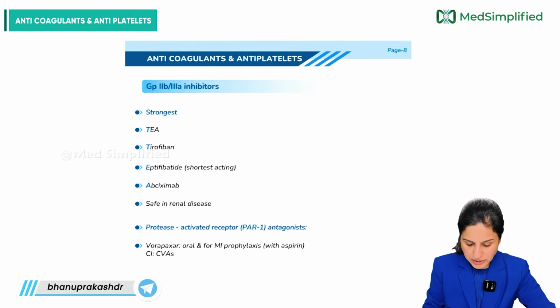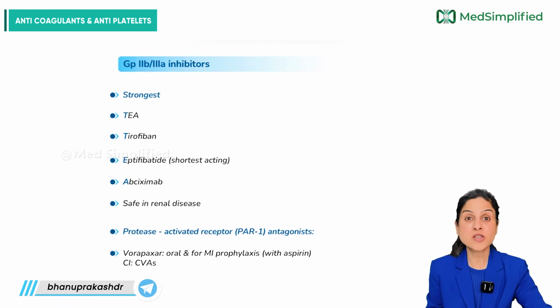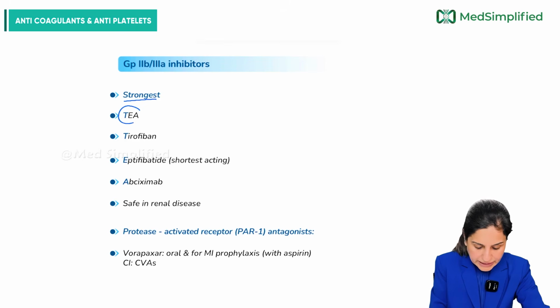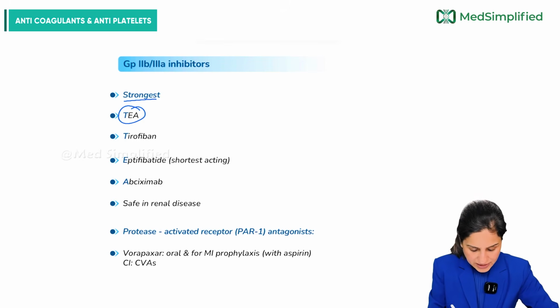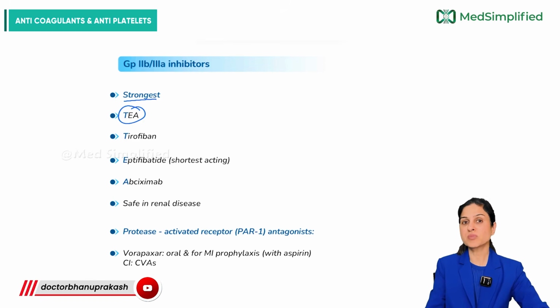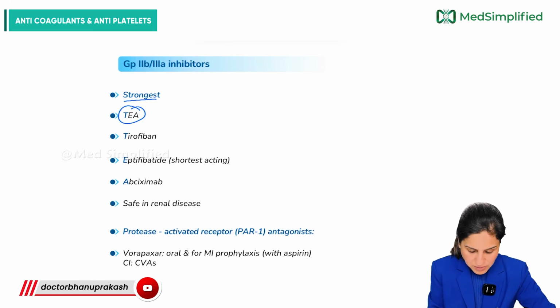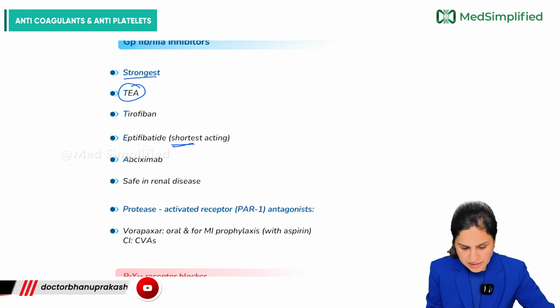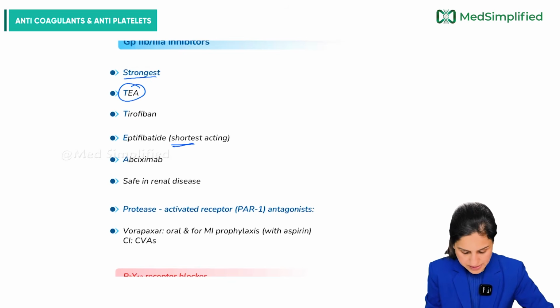Then GP2B3A inhibitors, these are considered to be one of the strongest antiplatelet drugs. So remember the mnemonic T, TEA: tirofiban, eptifibatide, abciximab. All these three are GP2B3A antagonists. Eptifibatide is the shortest acting out of the lot, right? And these can be given easily in renal disease.